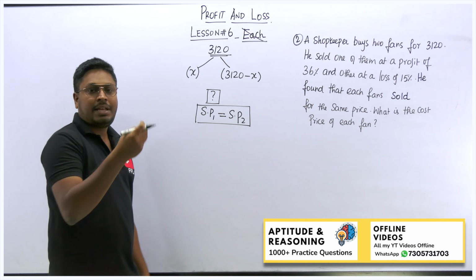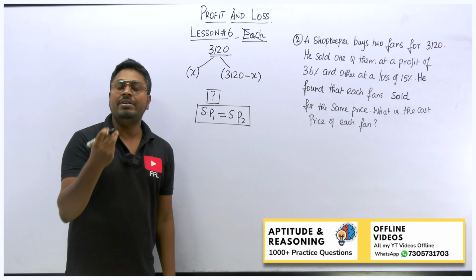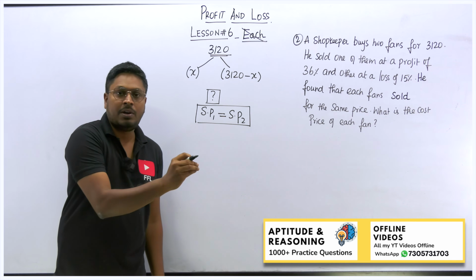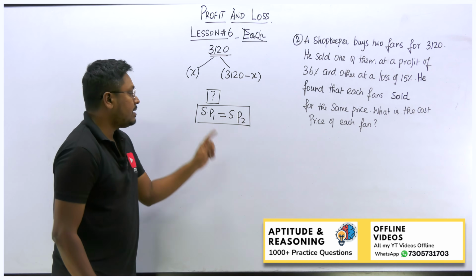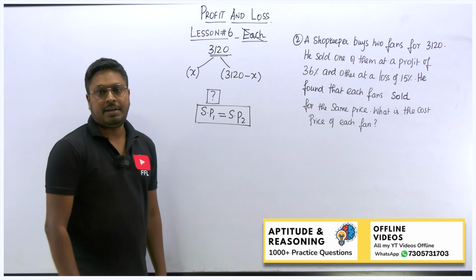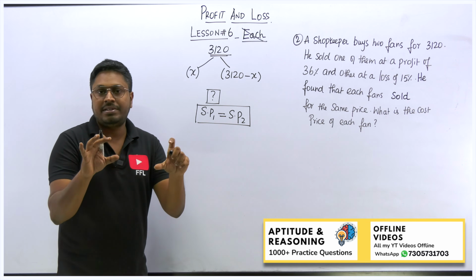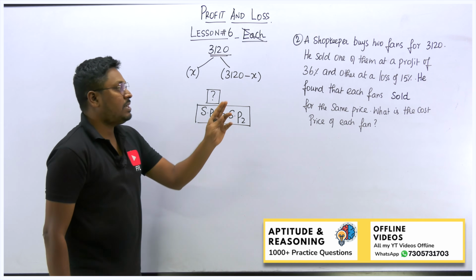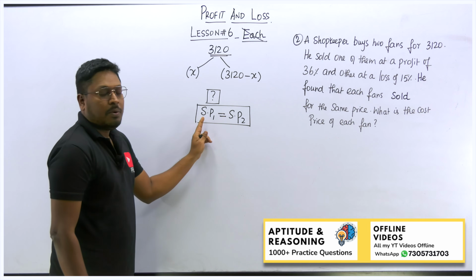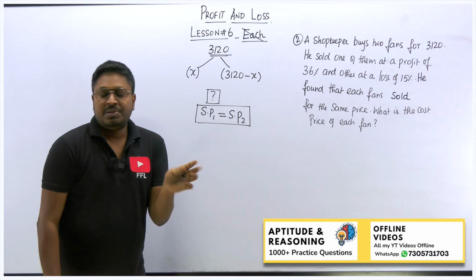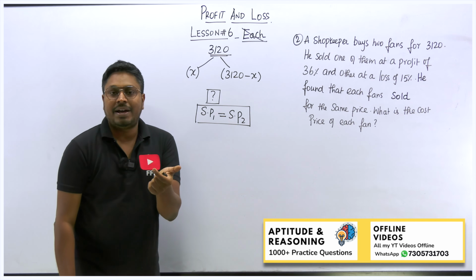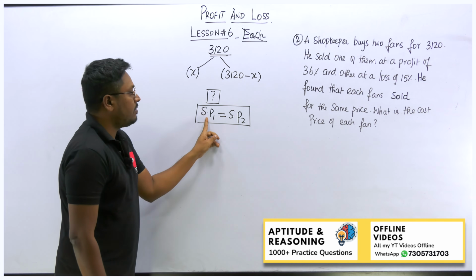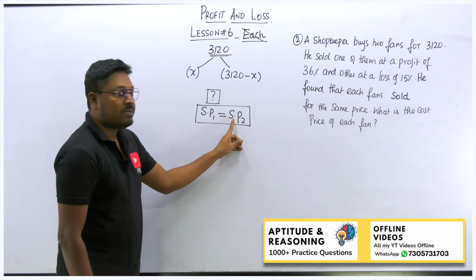In every question there will be a different clue. In the previous question, there was no loss and no profit, which means the selling price is equal to cost price, so we wrote down that equation, 2 selling price is equal to 840. But here the clue is, he found that each fan was sold for the same price, which means both selling prices are the same. So the selling price of the first fan is equal to the selling price of the second fan.